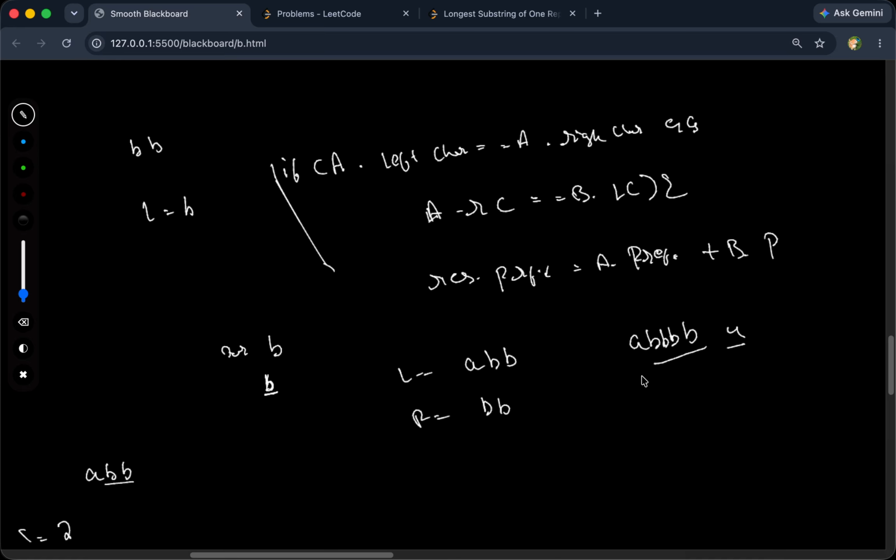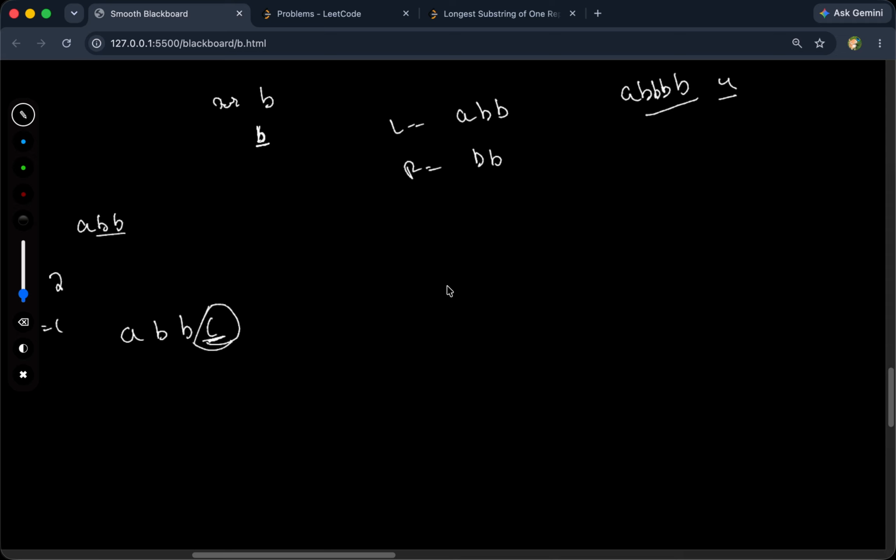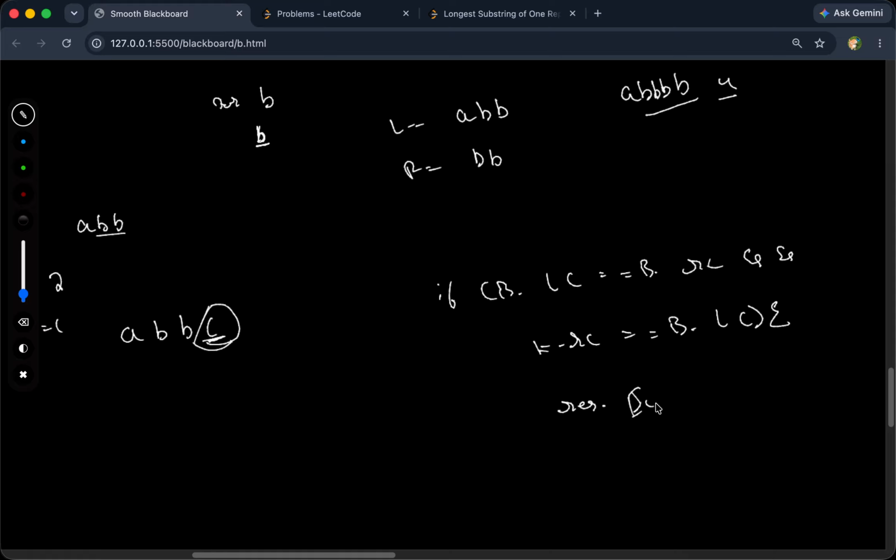The right segment is completely B and the left segment ends with B. So how can we write this? If B.left character is equal to B.right character and A.right character is equal to B.left character, then result.suffix is equal to B.suffix plus A.suffix.